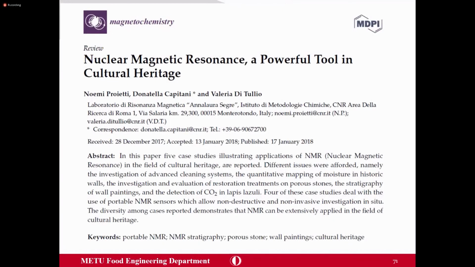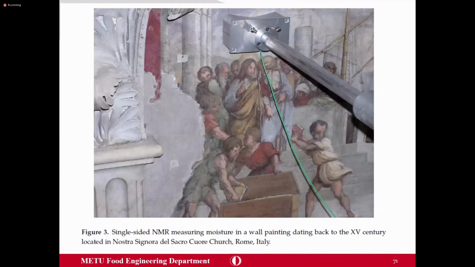NMR can also be used as a powerful tool in cultural heritage. Portable NMR devices are present in the industry. For instance, here we have a single-sided NMR measuring moisture in a wall painting dating back to the 15th century in Italy. You can measure the moisture content of the wall to see, for instance, if there's any water migration coming from some part of the structure which is going to disrupt the paint.